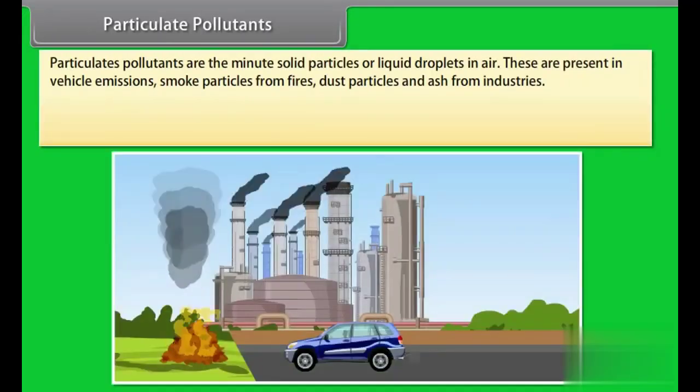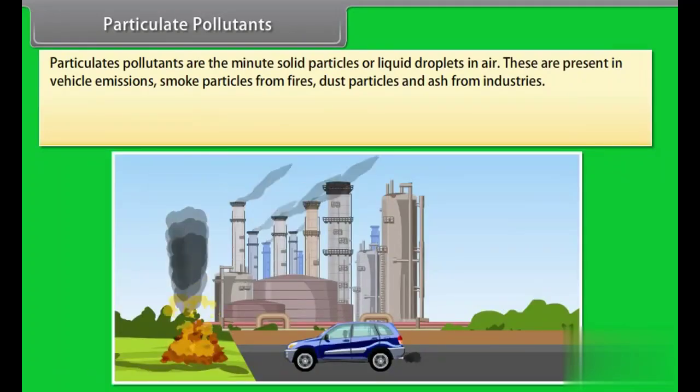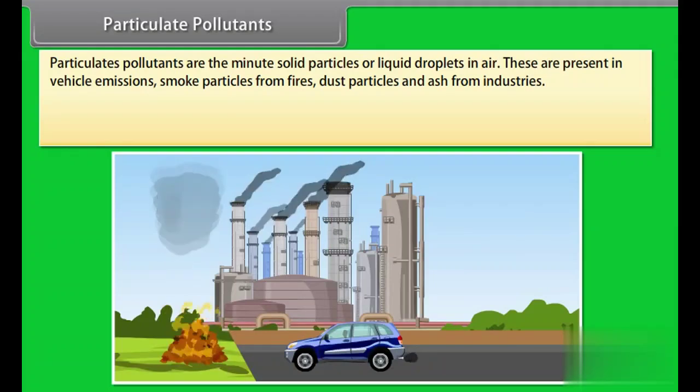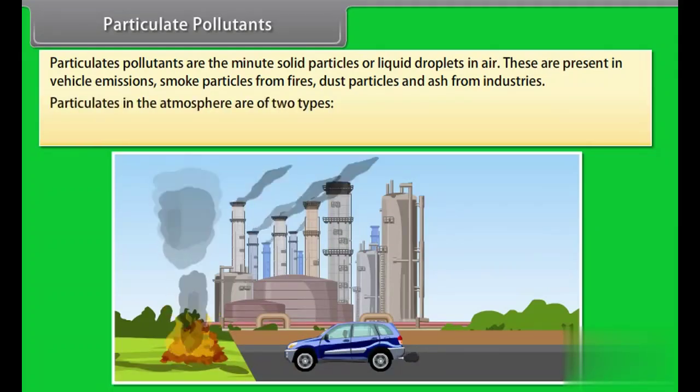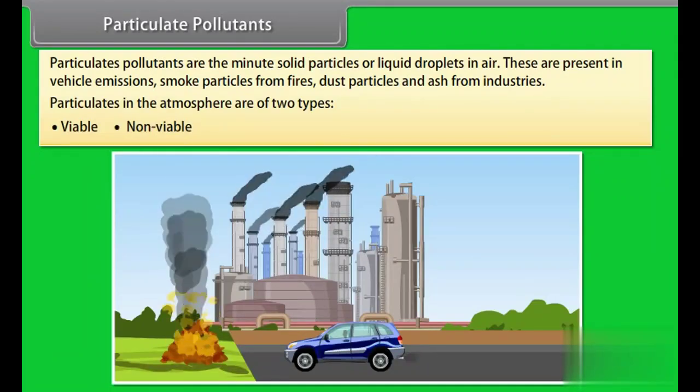Particulate pollutants. Particulate pollutants are minute solid particles or liquid droplets in air. These are present in vehicle emissions, smoke particles from fires, and dust particles and ash from industries. Particulates in the atmosphere are of two types: viable and non-viable.